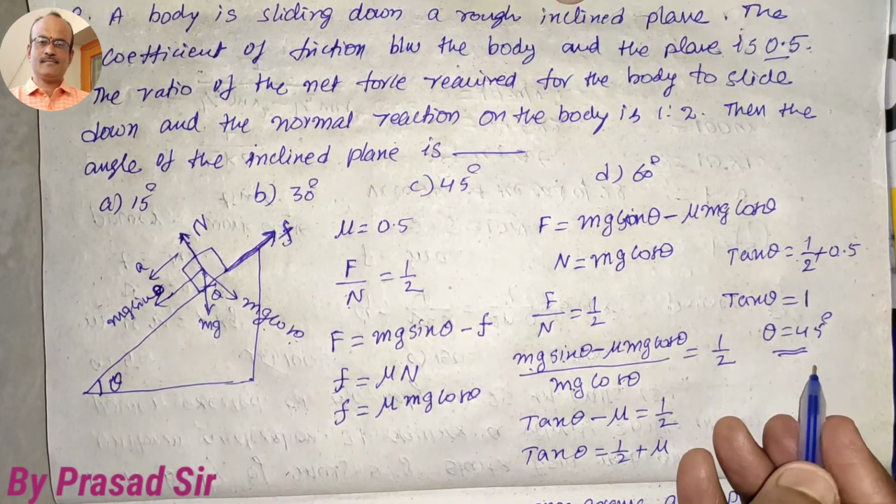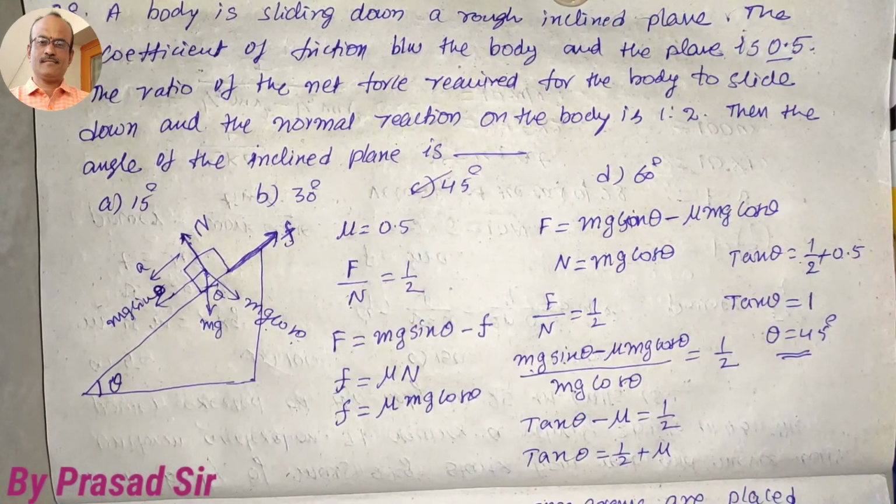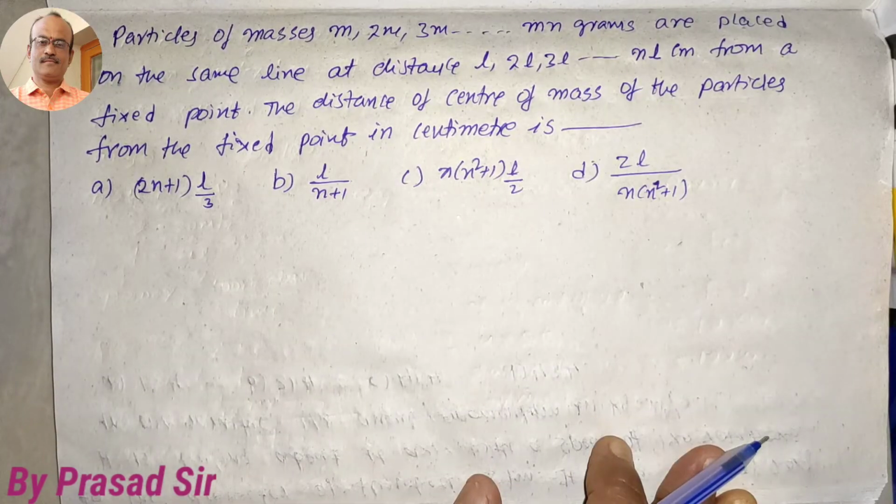So which option is correct in this case? C is the correct one. Now the question number 39. Particles of masses m, 2m, 3m, ... mn grams are placed on the same line at a distance L, 2L, 3L and nL centimeters from a fixed point. The distance of center of mass of the particles from the fixed point in centimeters is how much?